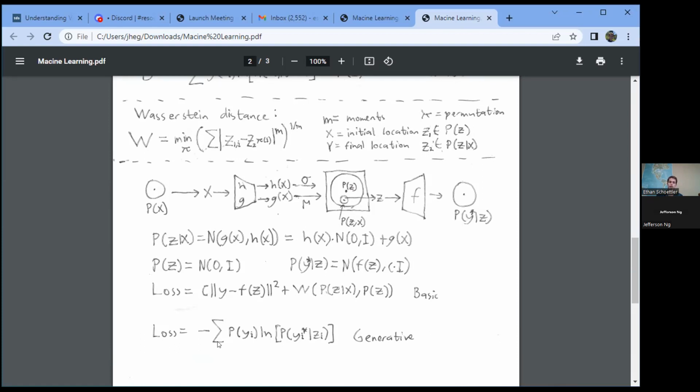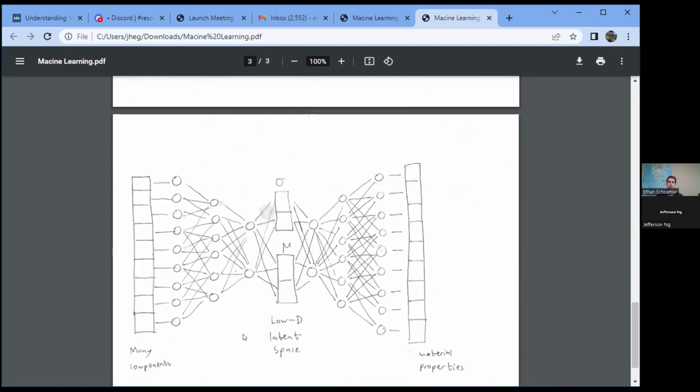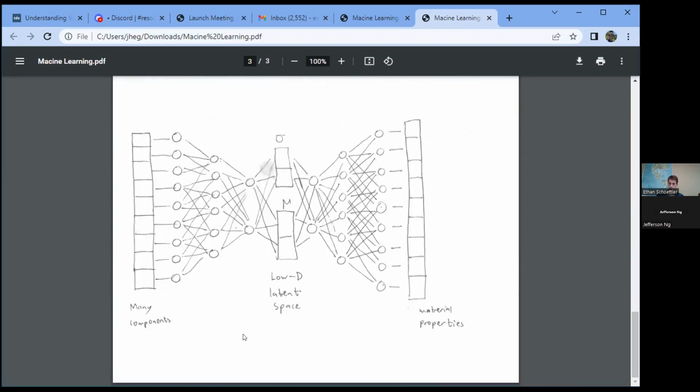And then if I use a generative adversarial network, I would use this, where it would be the probability of any material property that's measured in the lab times the predictive probability given the corresponding latent space value for this. So this is just a drawing I did. It's not going to exactly look like this, but this is what my model will look like.